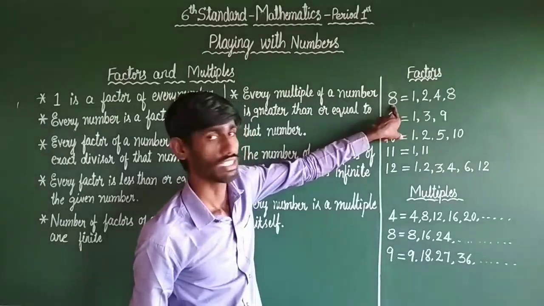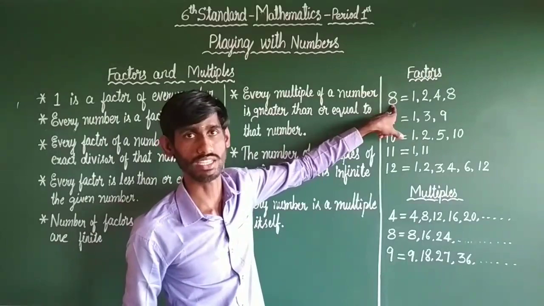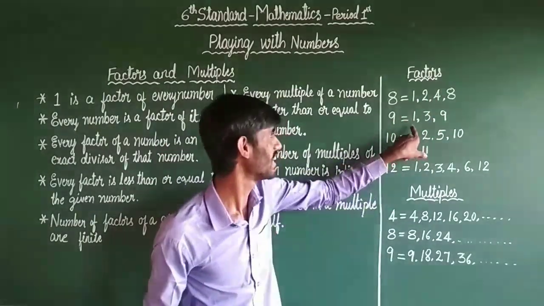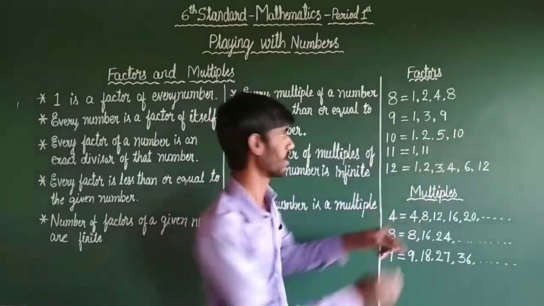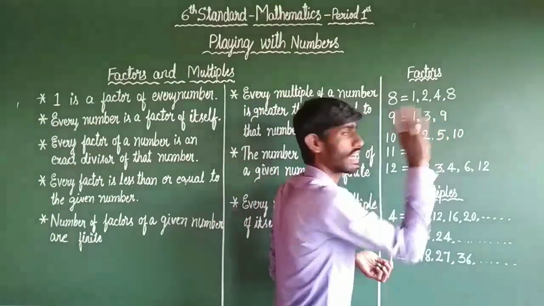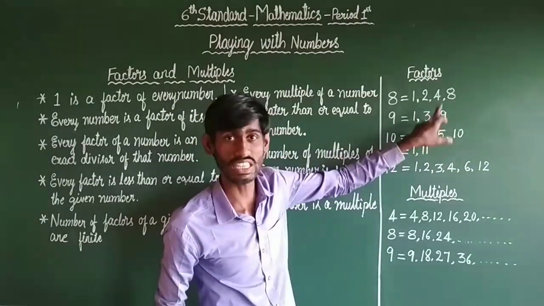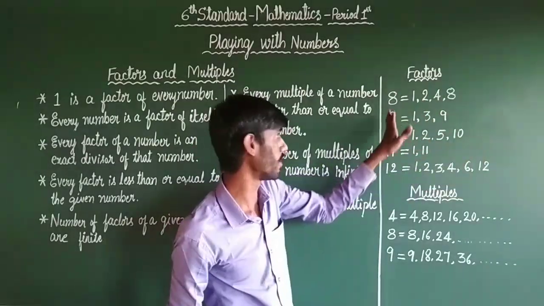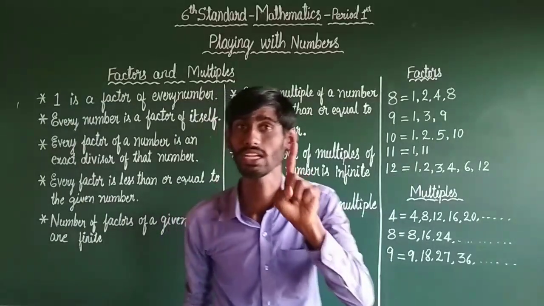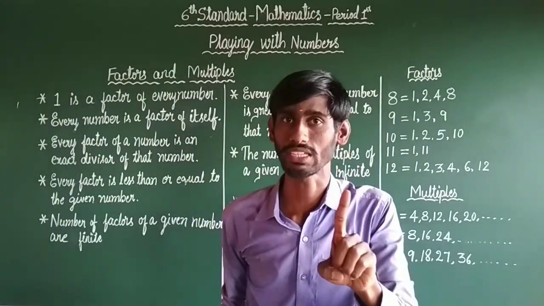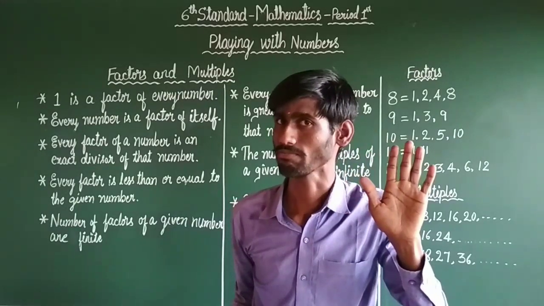Number of factors of 8. How many factors in 8? There are 4 factors. What about 9? Yes, there are 3 factors. Which are those? 1, 3 and 9. 1, 3, 9 are factors of 9. I mean a finite number of factors. Each number has a finite number of factors. I hope you have understood.